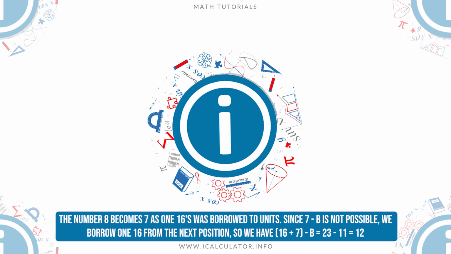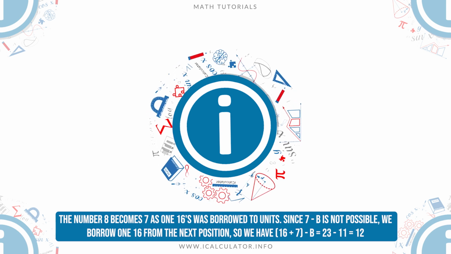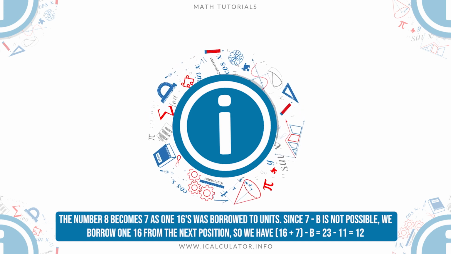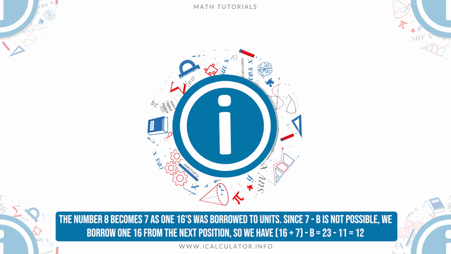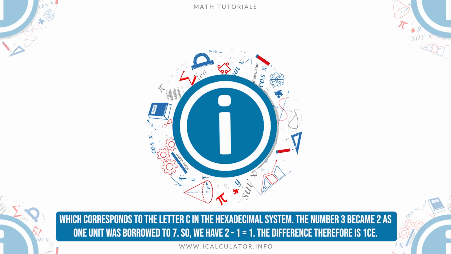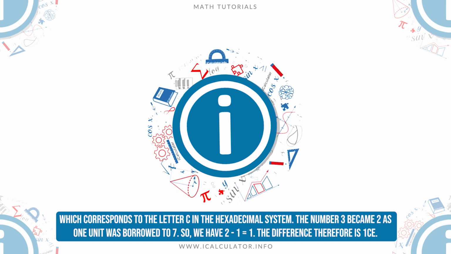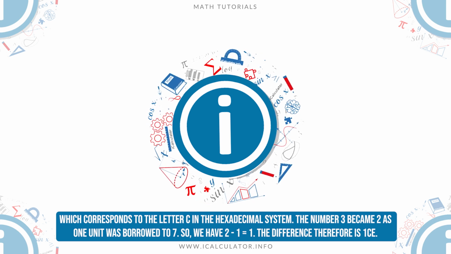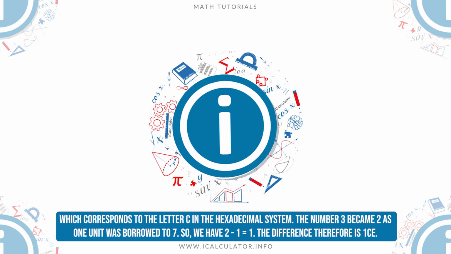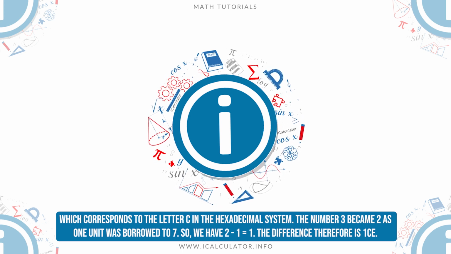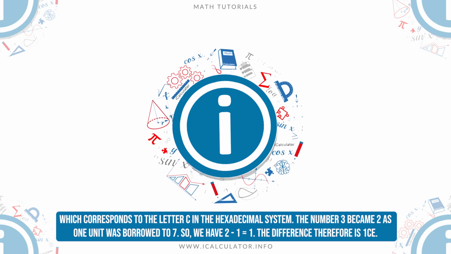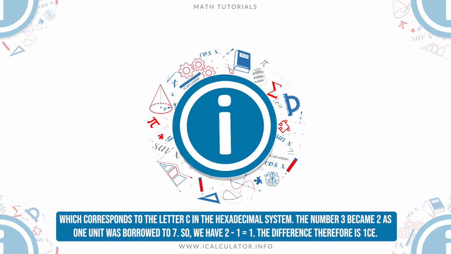Since 7 minus B is not possible, we borrow 1 unit of 16 from the next position, so we have 16 plus 7 minus B equals 23 minus 11 is equal to 12, which corresponds to the letter C in the hexadecimal system. The number 3 became 2 as 1 unit was borrowed to 7. So, we have 2 minus 1 is equal to 1. The difference therefore is 1CE.